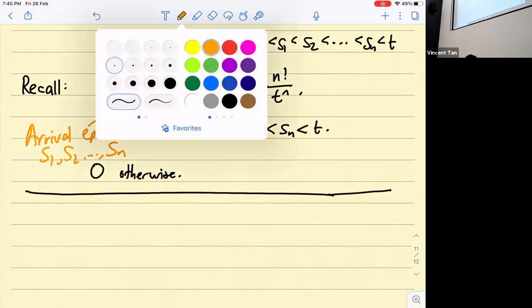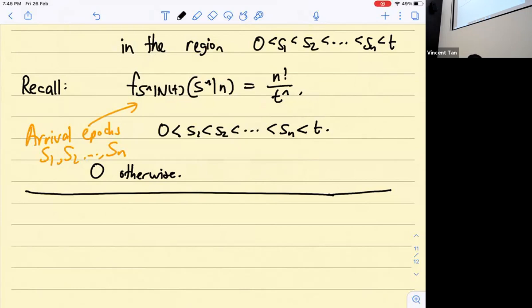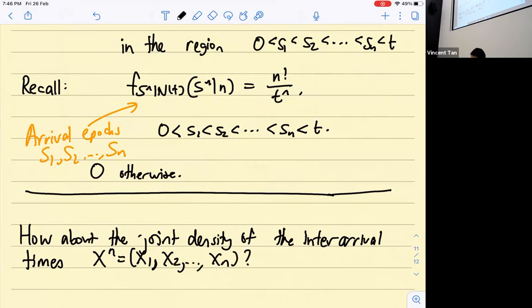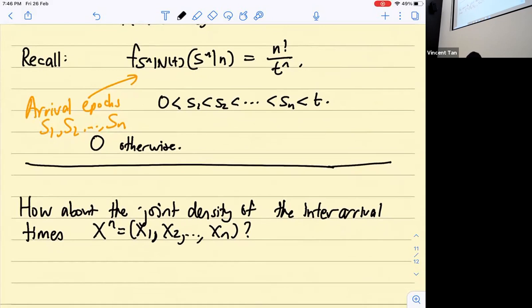So now we're going to ask a slightly different but related question. It's not too difficult. So how about the joint distribution or joint density of the inter-arrival times? And the inter-arrival times are X1, X2 up to Xn. How about the joint density of inter-arrival times? Now, the distribution cannot be the same because the domain is certainly different.